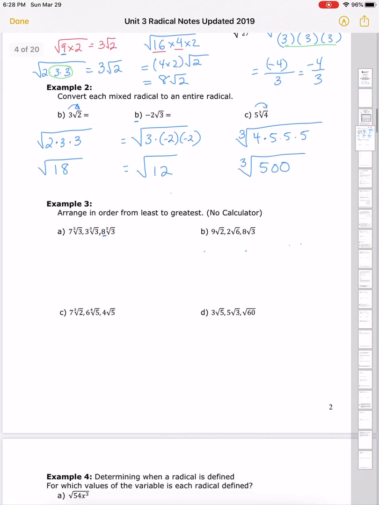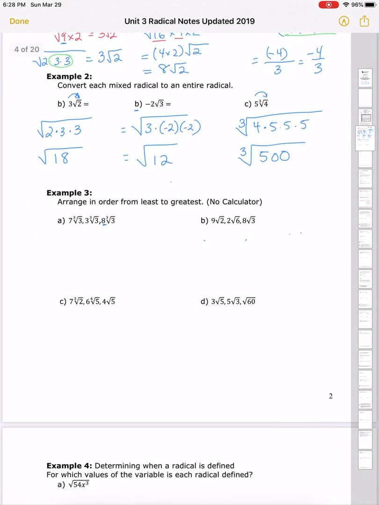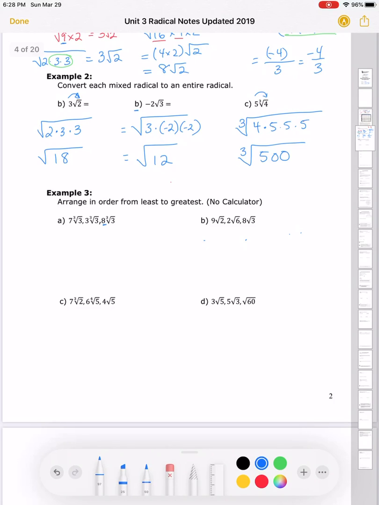Now, arranging in order from least to greatest, and it says no calculator, and I will get to that in a moment. When we're comparing radicals, it can be kind of tricky.